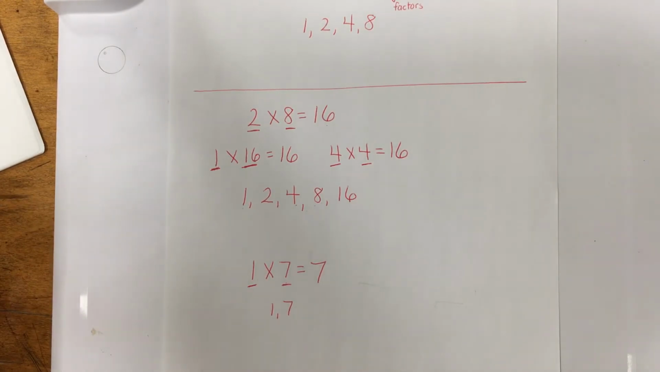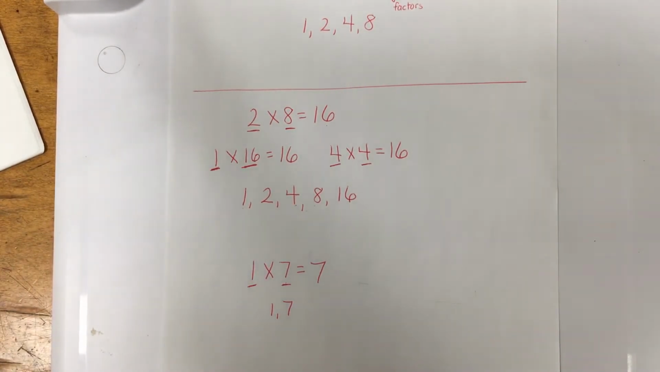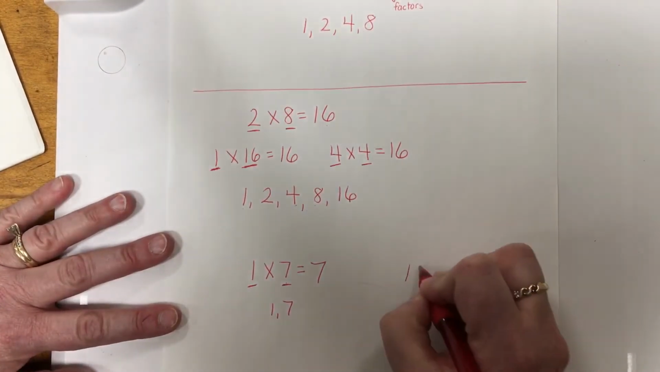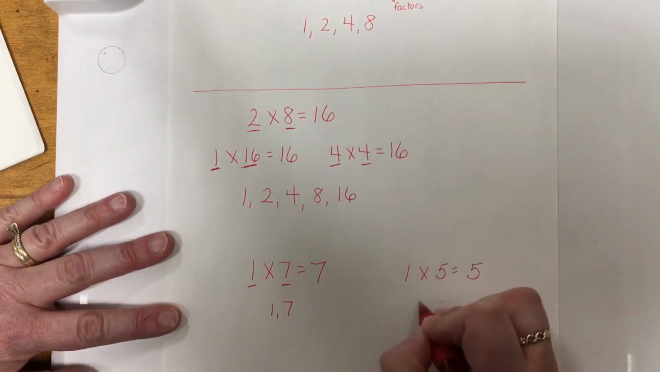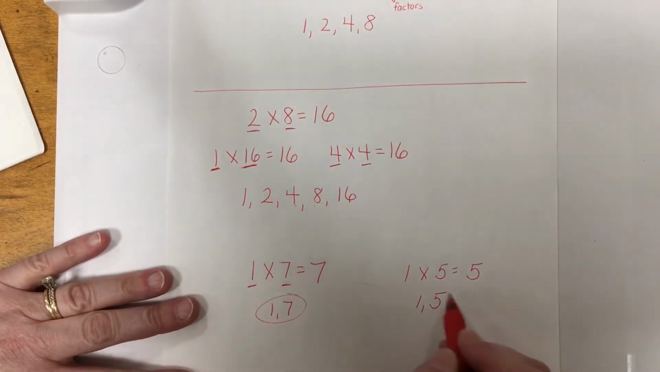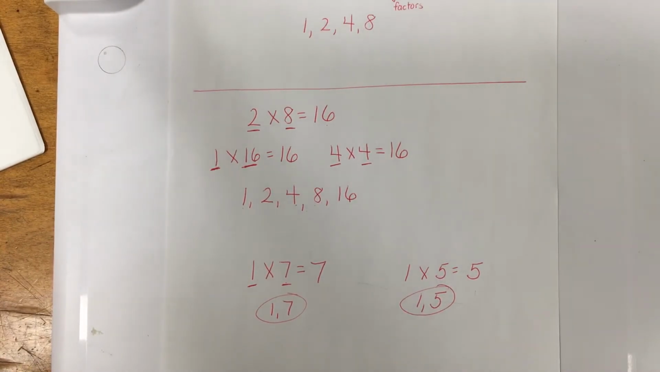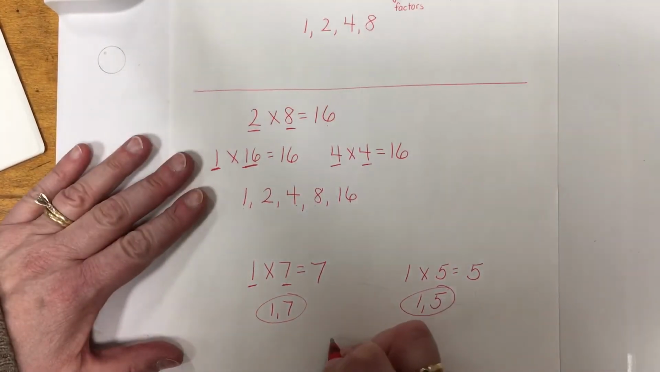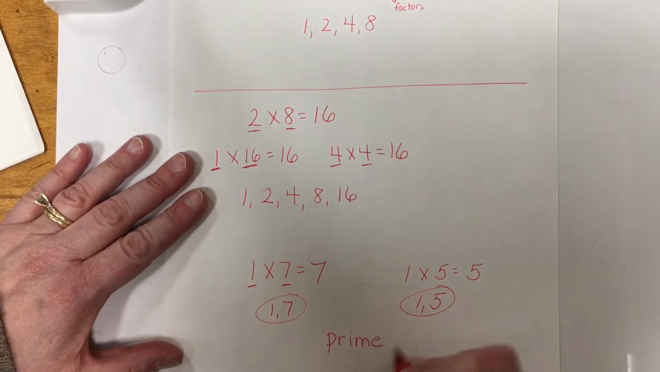So think about the number 5. What are a pair of factors that will give us a product of 5? You're right. 1 times 5 equals 5. There's only 1 and 5. So when you have a number and there's only one set of factors, we call those prime numbers.